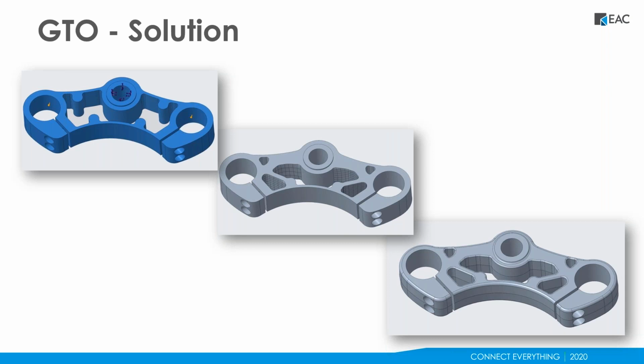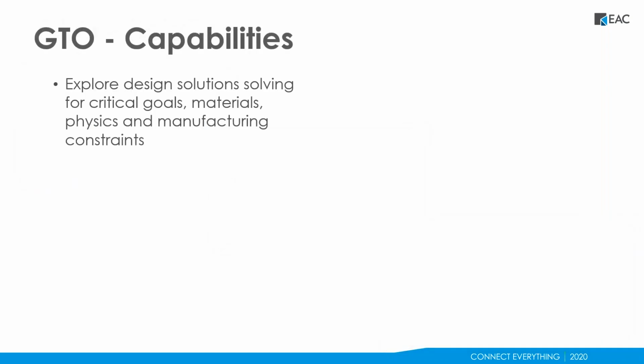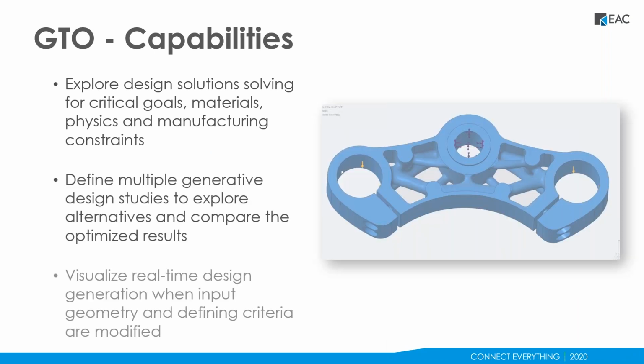So with things like 3D printing and whatnot, we can design our parts now and take advantage of those new capabilities. What we're looking at here is the ability to explore different design solutions, looking at critical loads, materials, different manufacturing constraints, things like that. We can define several different generative studies to explore different alternatives and look at the results, and the software will help us understand what the optimal part can look like. And then we can look at real-time design generation when the input geometry is being modified.